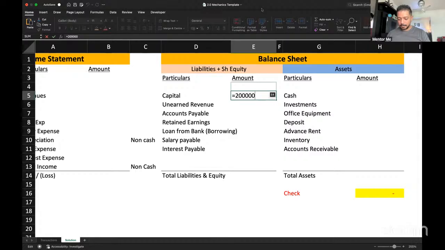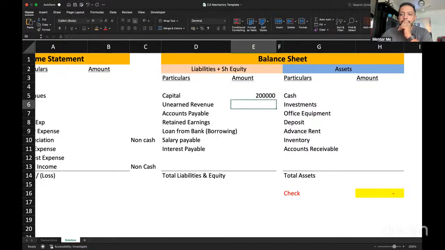Come on, come on. Sanat, what do you think? Anuj, what do you think? What should be the counter entry, guys? Come on.